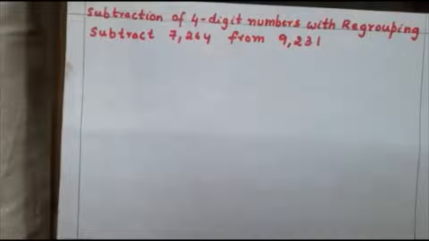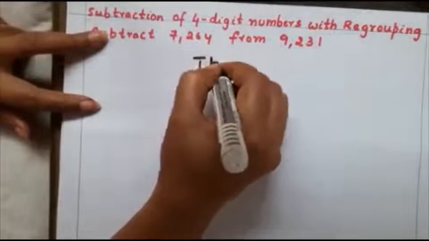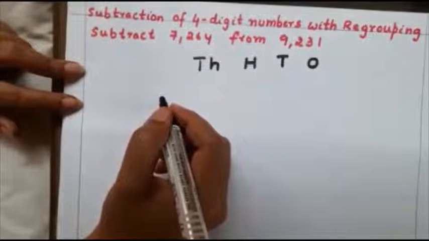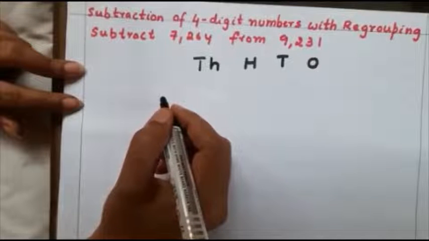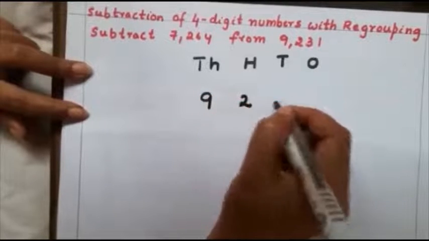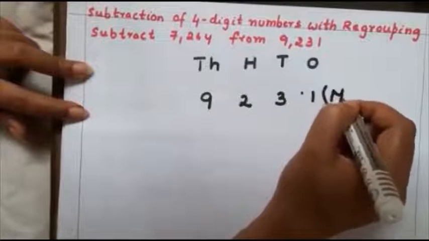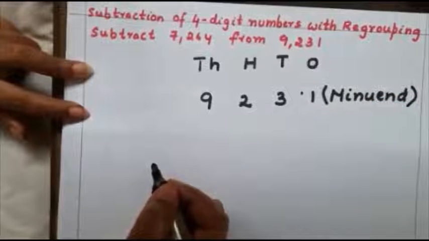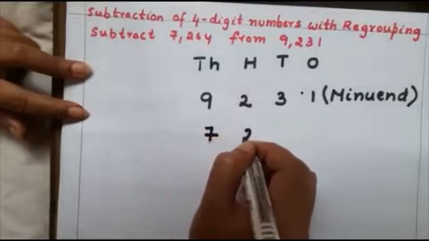For example, subtract 7,264 from 9,231. Here, the highest place value is thousands. So, write the place values first. That is, thousands, hundreds, tens, ones. Here, what is the larger number, children? Yes, it is 9,231, which is also called the minuend. The number to be subtracted is called the subtrahend.